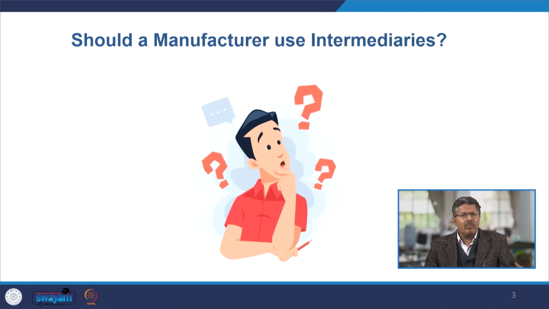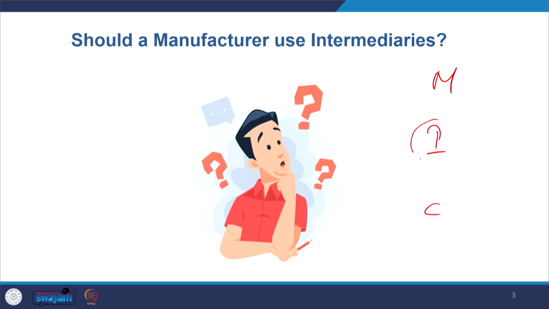The question is, should a manufacturer use intermediaries? There is a manufacturer, there is a customer, and in between there is somebody called the intermediary. Is this intermediary even required? Does the manufacturer need to pass through the intermediary to reach the customer, or can he bypass it and reach the customer directly?